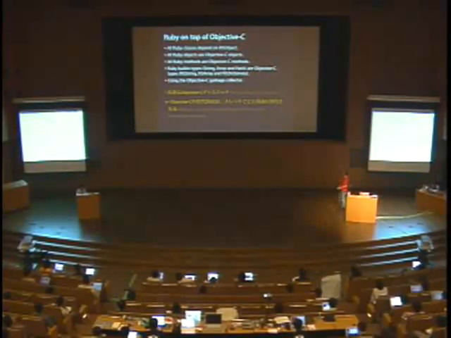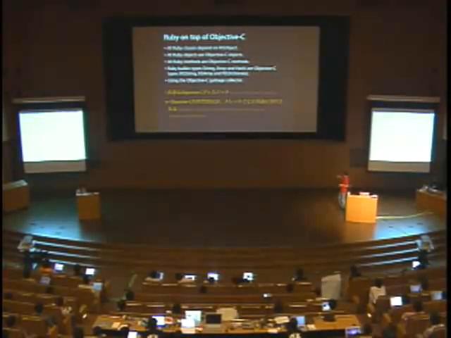MacRuby is Ruby on top of Objective-C. So all Ruby classes depend on the NSObject class. NSObject is the root class of Objective-C. And all Ruby classes are Objective-C classes. All Ruby objects are Objective-C objects. And all Ruby methods are Objective-C methods. So we really use the Objective-C runtime for the core of the implementation.